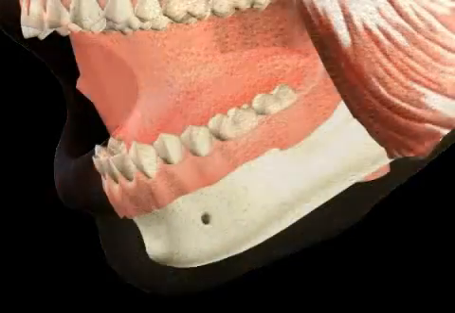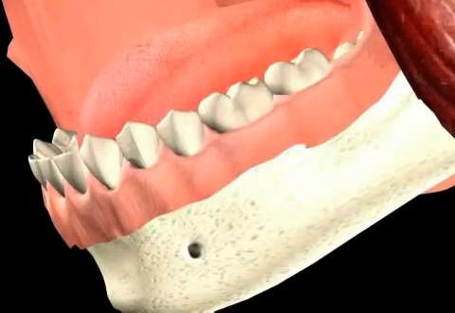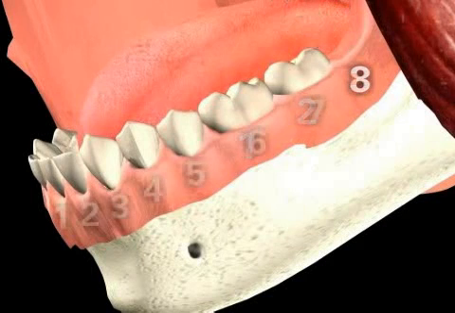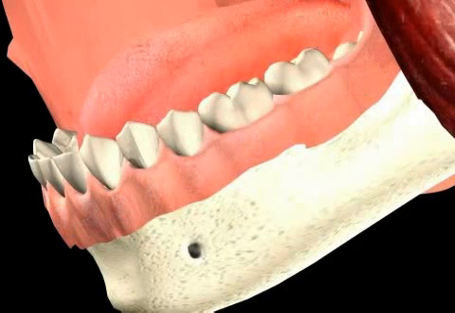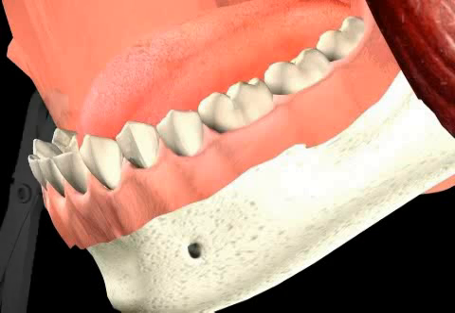The term wisdom tooth removal refers to the surgical removal of the third molars, also called the number 8 teeth. Wisdom tooth removal is also known as impacted tooth extraction.